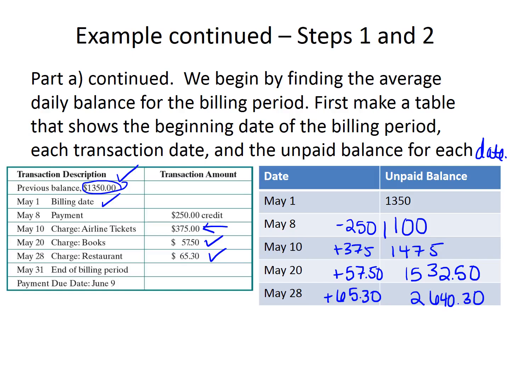No, that can't be right. You can't go from $1532.50 plus $65.30 to that amount. That should be $1597.80.